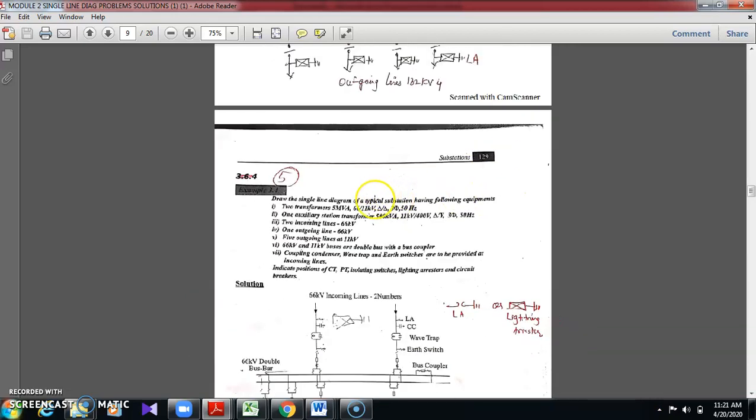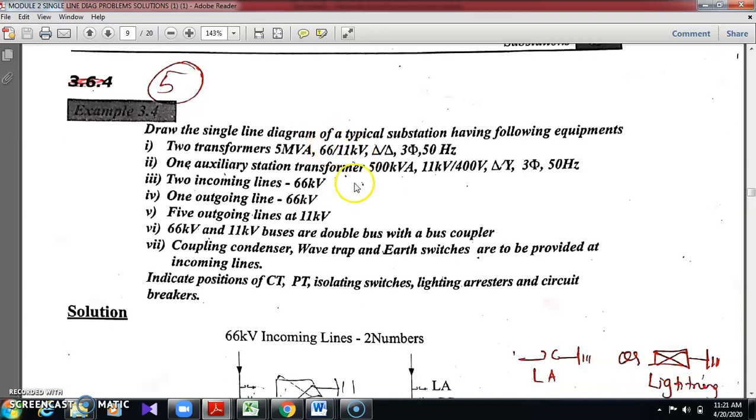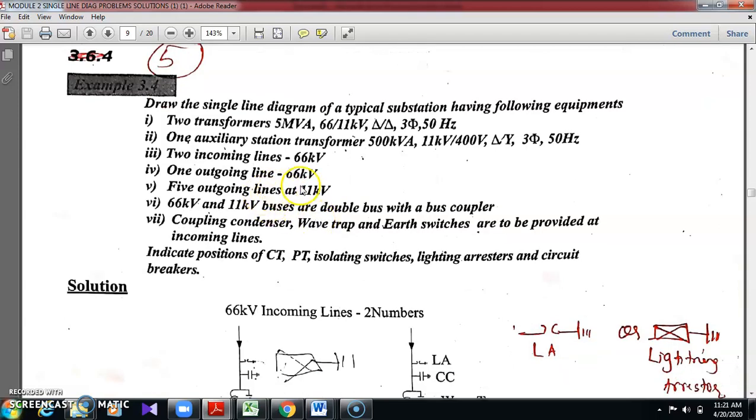Okay, just have a look at this problem. This is a typical substation of 66 kV to 11 kV. So 2 transformers, and you check how many incoming lines. So 2 incoming lines of 66 kV are there, and 1 outgoing line from the 66 kV bus bar. Wherever you are getting the 66 kV bus bar, from that you have to take 1 outgoing line. And 2 transformers from the 66 kV bus bar. So 2 transformers are connected, stepping down 66 to 11 kV. From 11 kV, 5 outgoing lines are there.